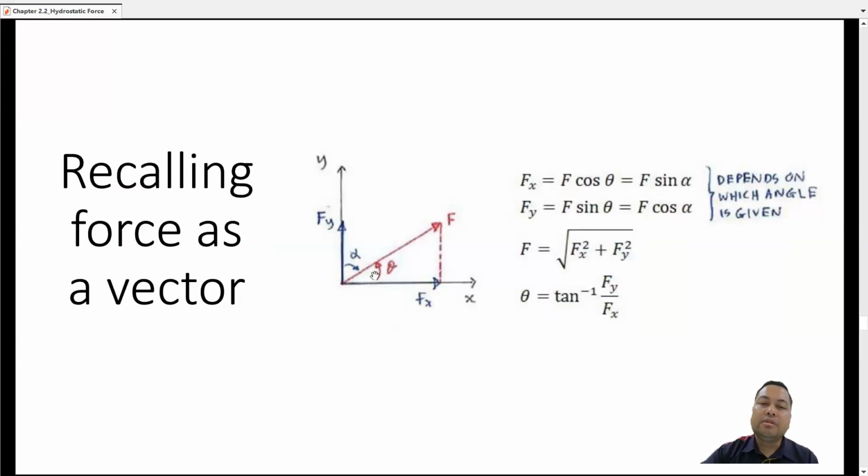Same goes when we want to resolve the resultant force into x and y direction. We can use this equation depending on which angle is given in the question, whether it's theta or alpha. So to determine the value for Fx, given F is a known value, Fx is equal to F cos theta or F sin alpha. Whereas for Fy, it can be obtained by using F sin theta or F cos alpha. And theta can be obtained by using this equation, tangent inverse Fy over Fx.